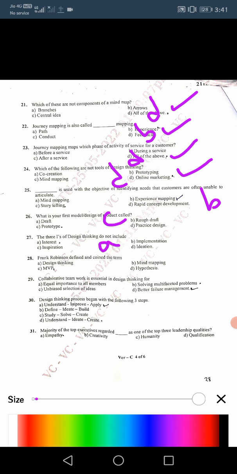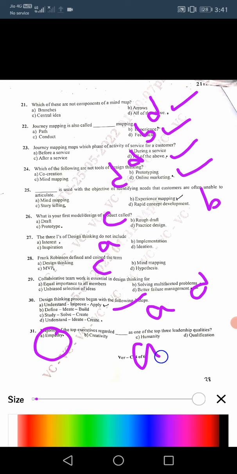is the correct answer. 28. Frank Robinson coined the word MVP, minimum viable product, C. 29. Collaborative teamwork is essential in design thinking for better failure management, D. 30. Design thinking process begins with the following 3 steps: understand, improve, apply, A. 31. Majority of top executives regarded dash as one of the top 3 leadership qualities: empathy, A.